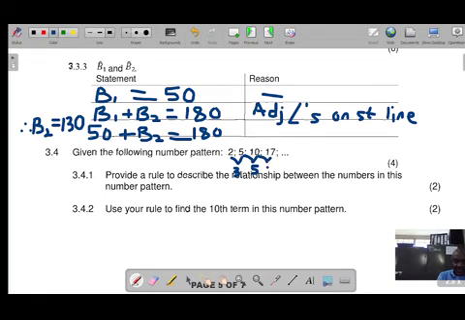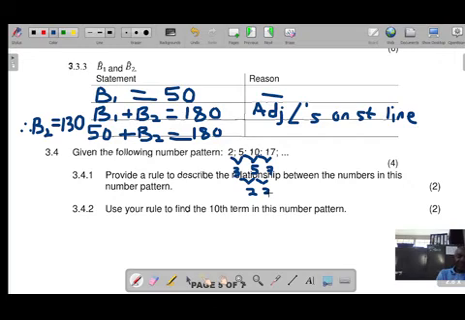Okay. So now, if I say 5 minus 3, I get 2. What about 7 minus 5? Also a 2. So because this pattern has a constant second common difference, it means that it's not linear. It's going to be quadratic.